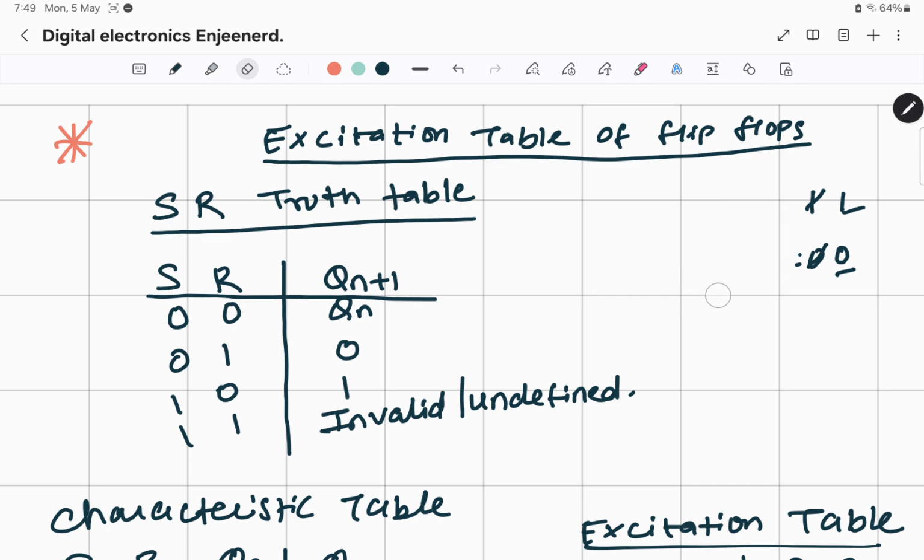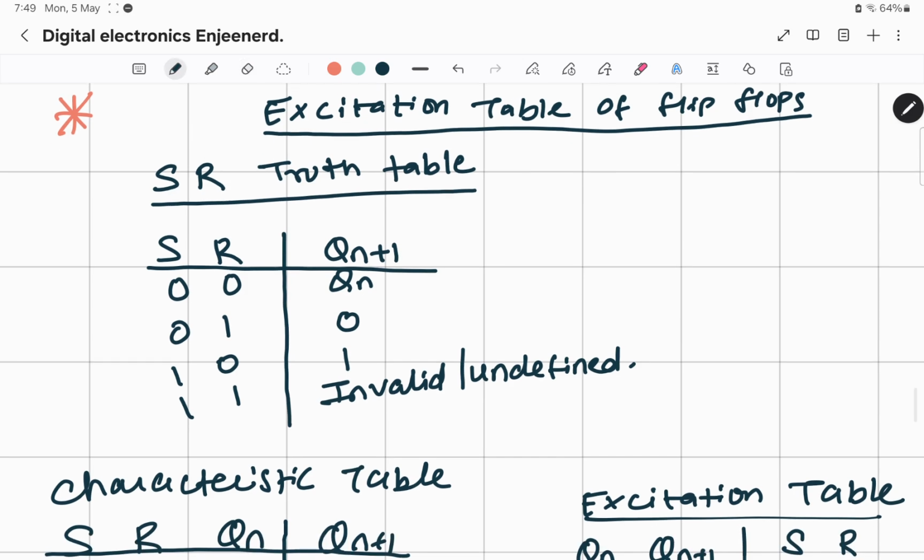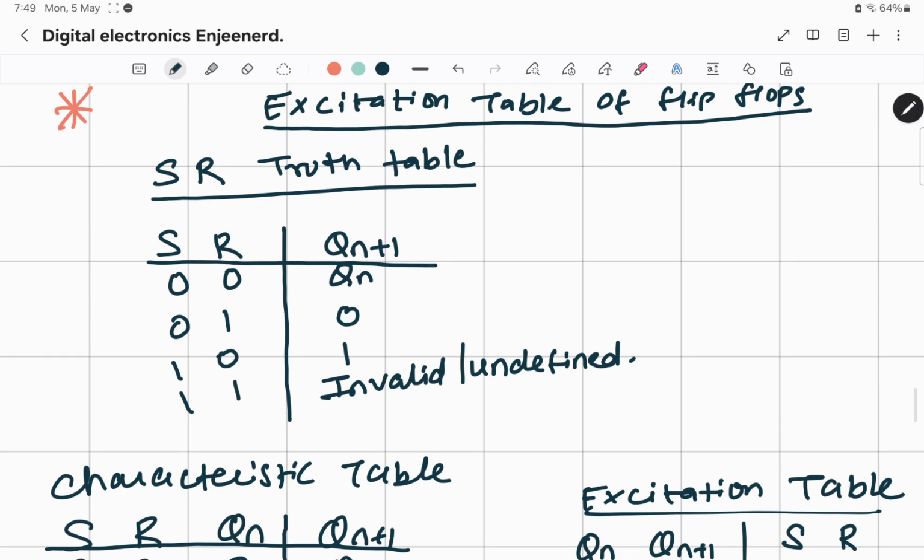For that we have to start from our basic truth table, then move on to the characteristic table, and then finally get the excitation table. So it is very simple. The truth table is as shown here, which we have been doing since the start. For S equal to 0, R equal to 0, you will get Qn, there is no change. For 0, 1 you will have 0, for 1, 0 you will have 1, and for 1, 1 you will have an invalid state. That's your basic truth table.